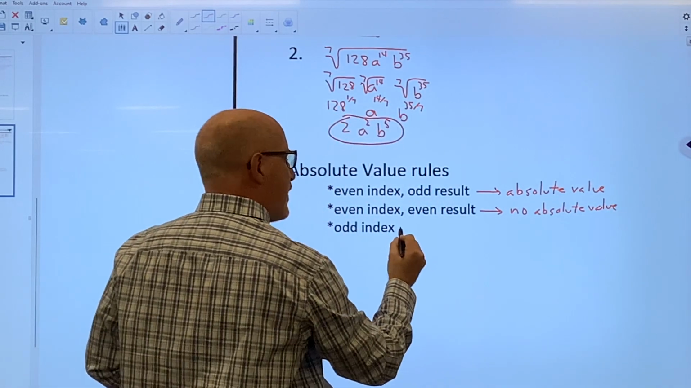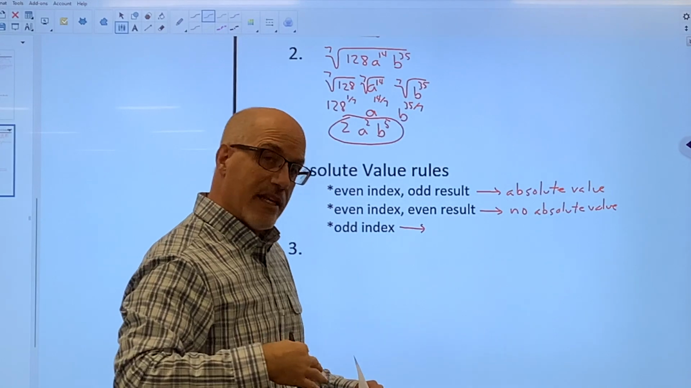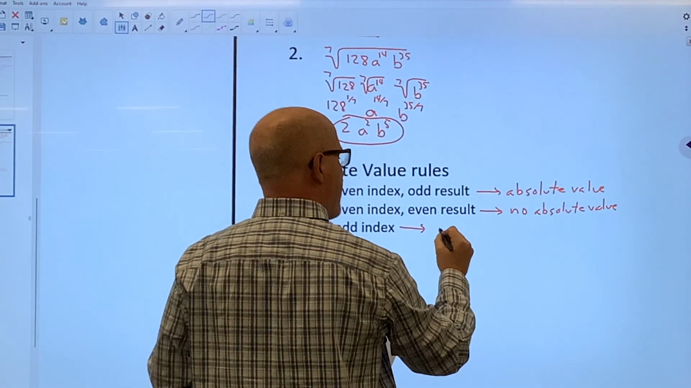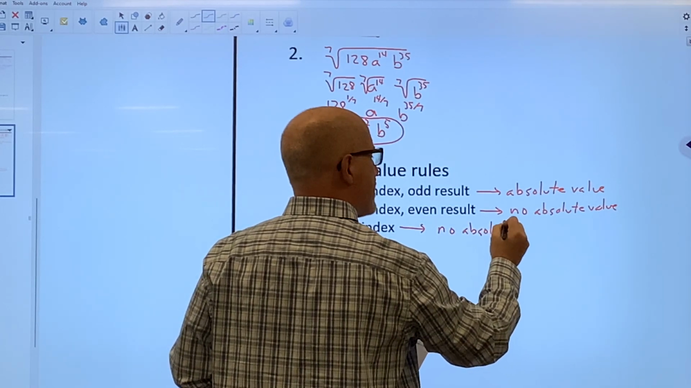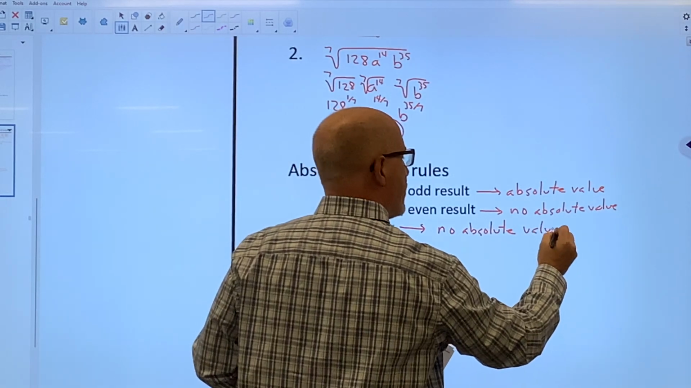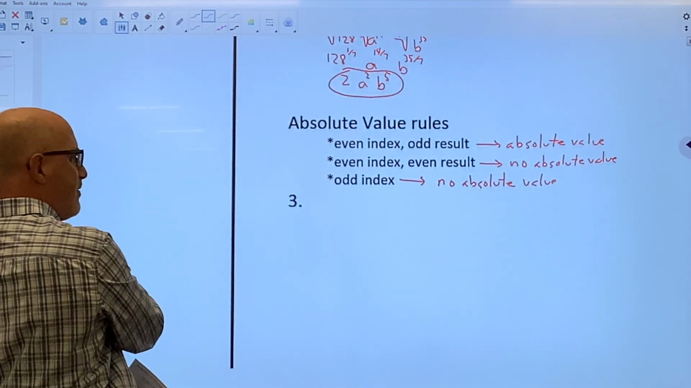And then lastly, if you have an odd index, because an odd index can produce a negative answer, you don't have to worry about any absolute value ever. It doesn't matter what the result is, positive or negative, even or odd, the result could be either. You don't have to use absolute value for that. So let's do an example that involves this.